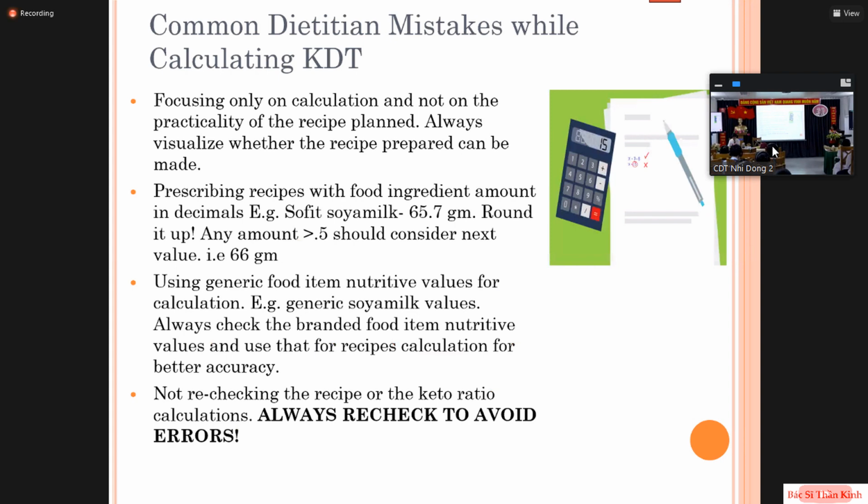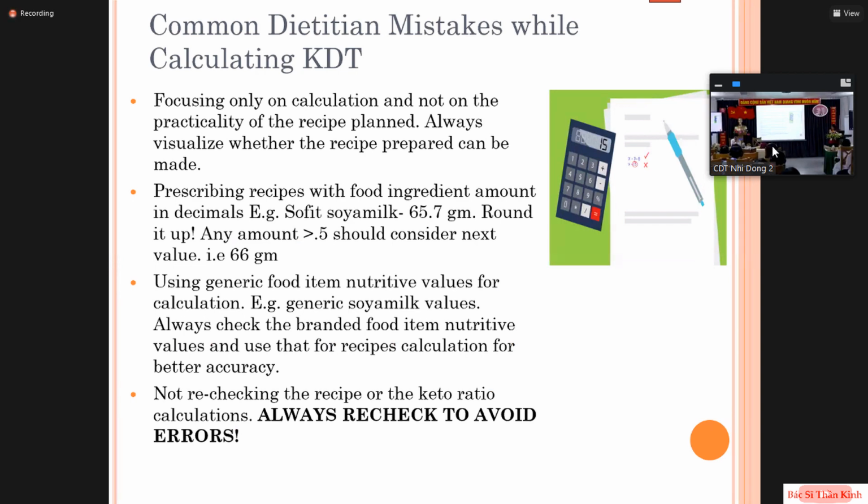So what are the common dietitian mistakes while calculating the classical ketogenic diet? First is focusing only on calculation and not on the practicality of the recipe plan. So we always have to visualize whether the recipe is feasible to be given to the patient or not. Second is prescribing the recipes with food ingredient amount in decimals. If you see in my previous calculations, I've not mentioned decimals anywhere in the amounts.